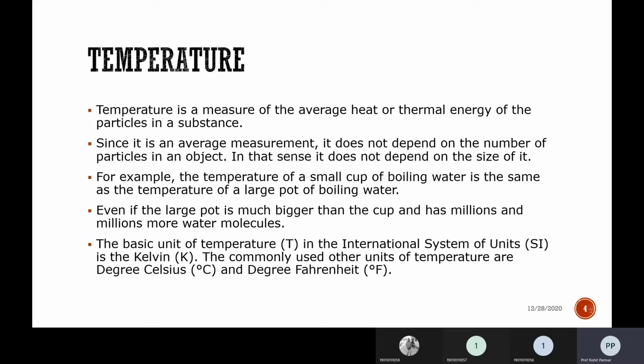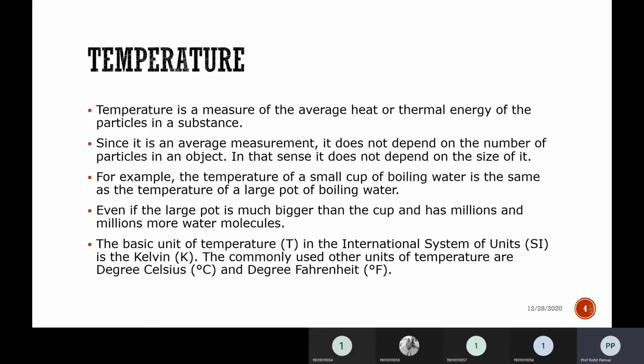Okay, so over here in this slide, I have placed fundamental information about temperature. Temperature is nothing but average measurement of heat or thermal energy of the particles in the substance. Okay, it's an average measurement. So consider if you are measuring temperature of one bucket full of water, or if you are measuring temperature in one tumbler, both will be the same. Okay, so here pot size doesn't matter because here we are going for average measurement of the temperature or heat.